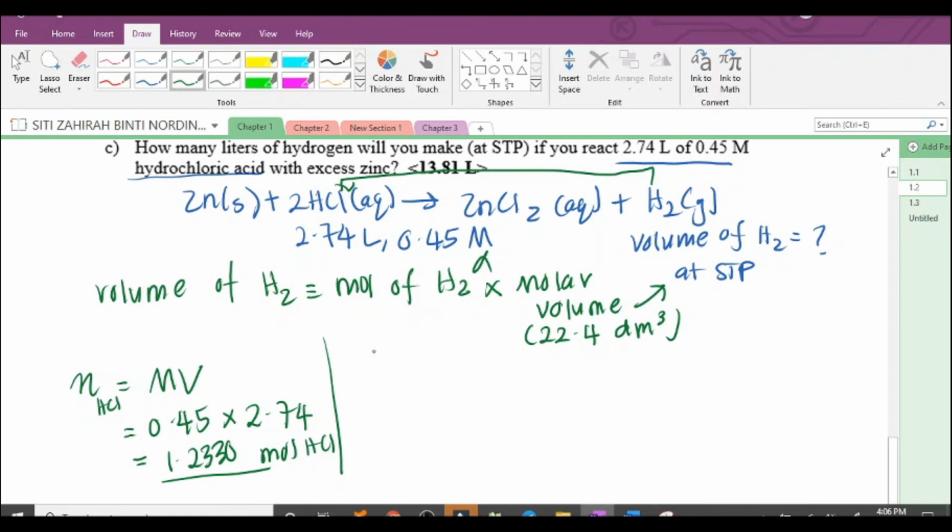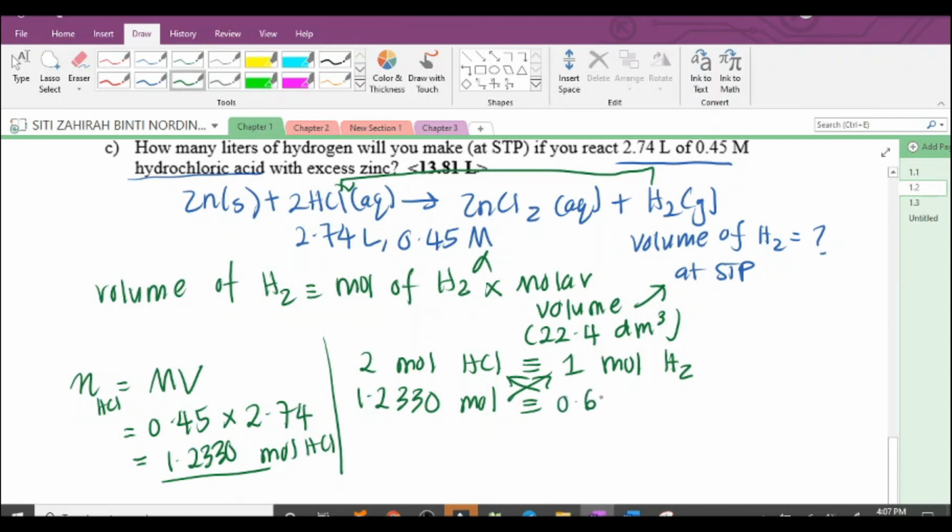So now compare 2 mole of HCl with 1 mole of hydrogen gas. So 2 mole of HCl would be 1.2330 mole. So 1 times this number divided by 2 would be 0.6165 mole of hydrogen gas. So we've got the mole of hydrogen gas.